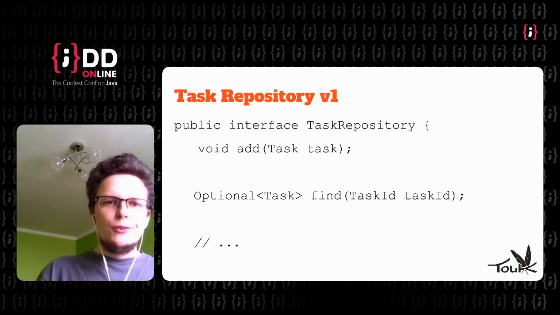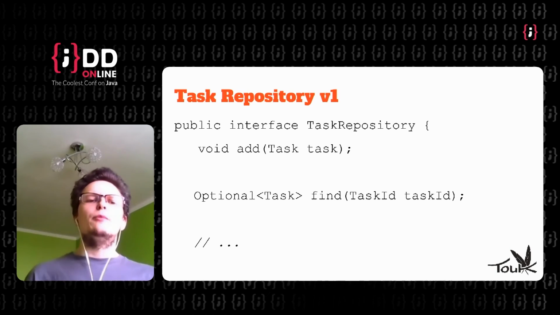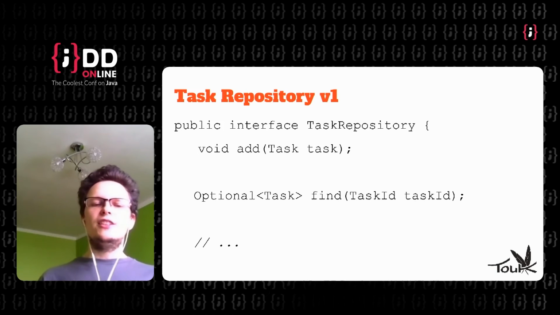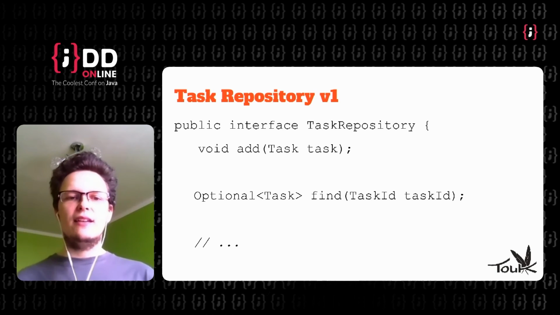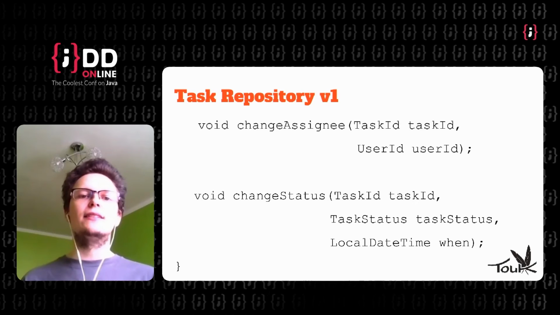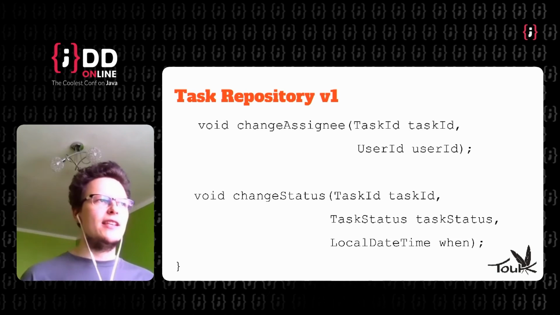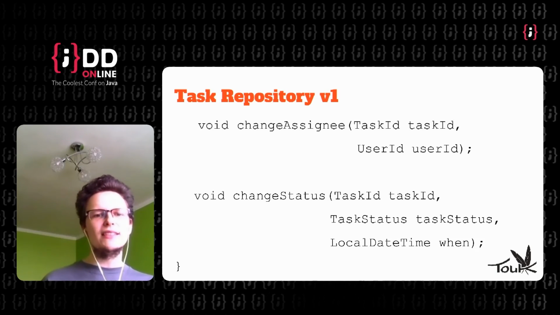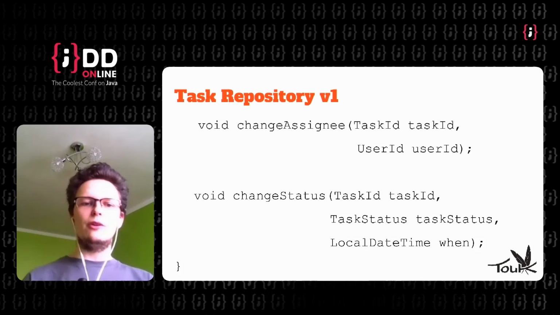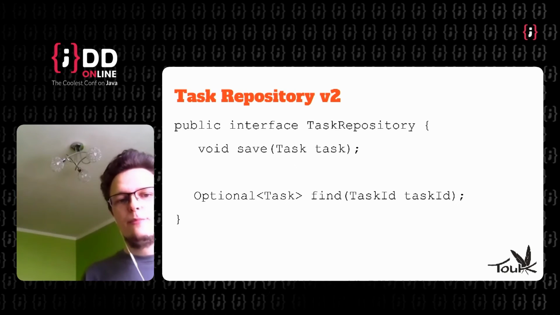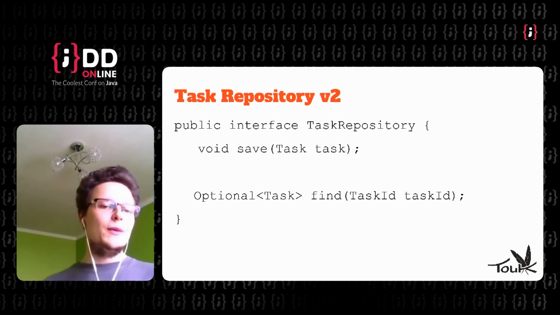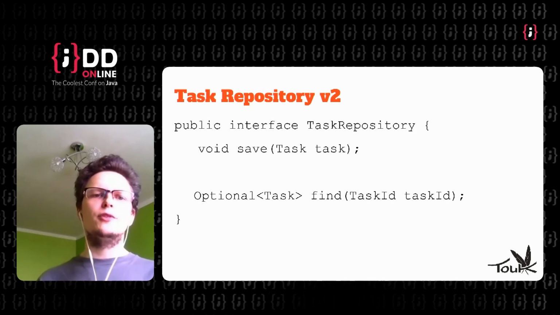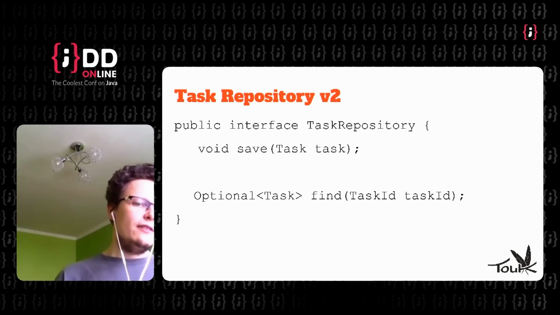We have a task repository, and such a task repository could have operations corresponding to the actions that we want to perform on our domains. For example, we have the methods add, find, maybe change assignee, change status, but then we are very stuck to our domain implementation. So it's better to write such a repository in a way that we have, for example, only two methods: save and find, nothing more.